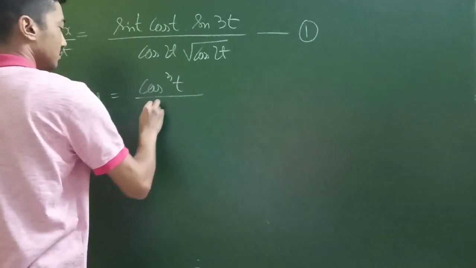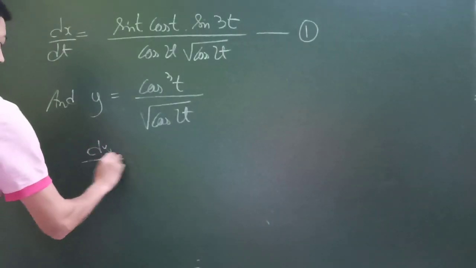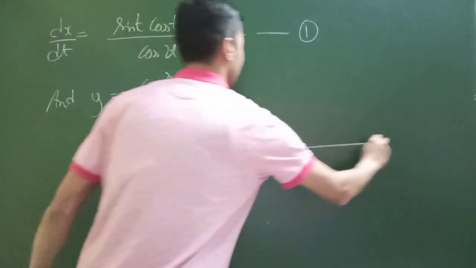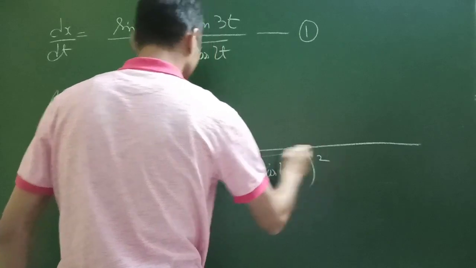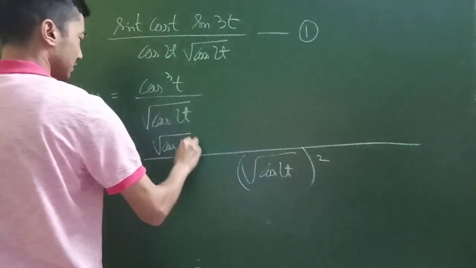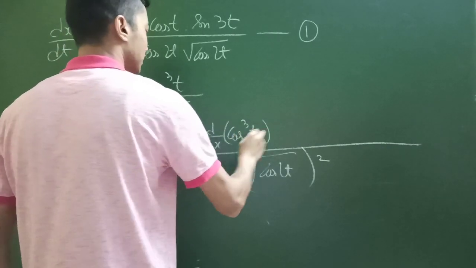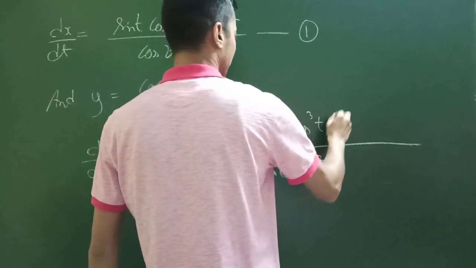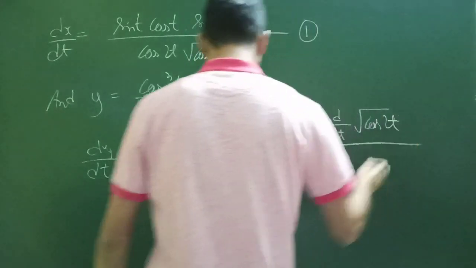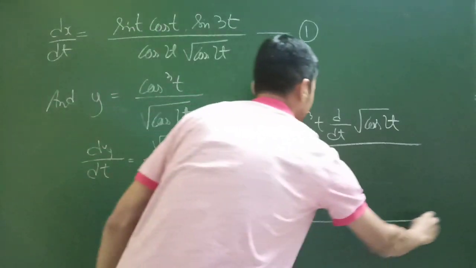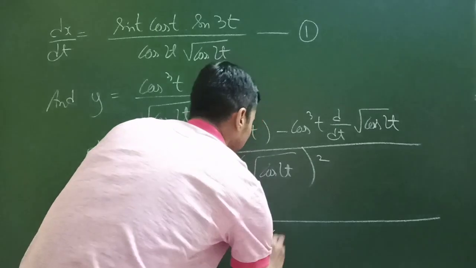Cos cube t root over of cos 2t. So derivating with respect to t, root over of cos 2t whole square, same process. Only the function will change here. Process will remain the same. So that's why I'm saying the steps are already elaborated in the first question, so I'm going to just straight away remove most of the steps here.